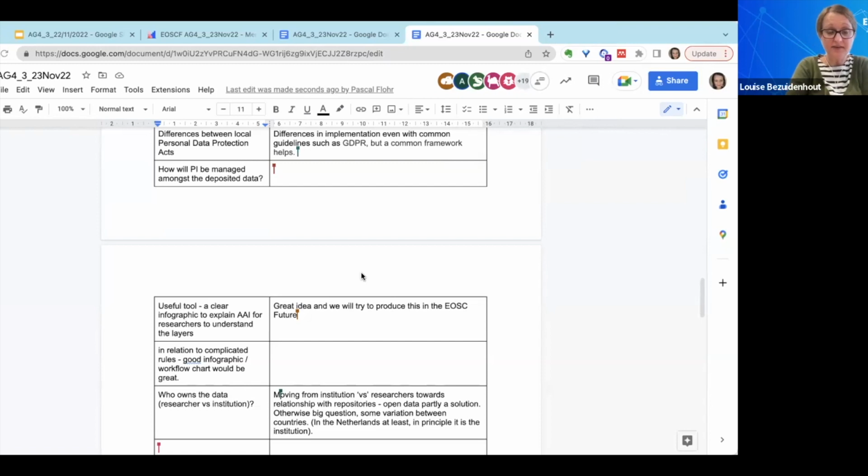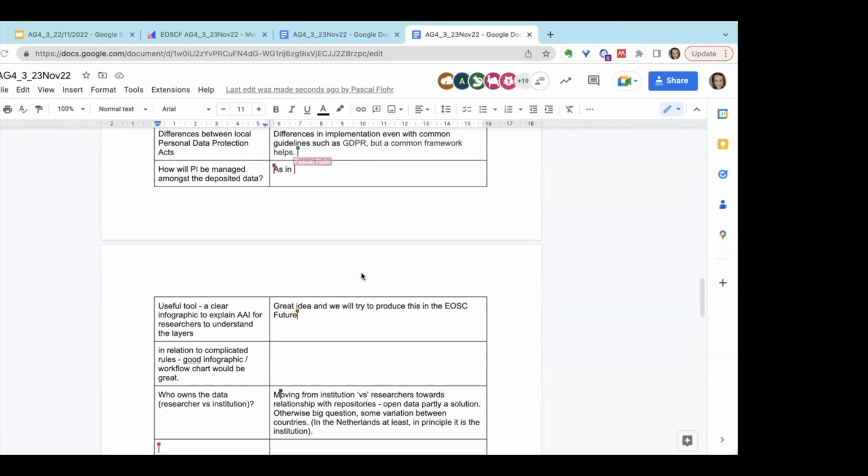In terms of EOSC, exactly the same way it would be managed amongst deposited data into institutional repositories or national repositories or so forth. The expectations for how personal information is managed will not be changing in any way. I don't know if anyone else would like to enrich that answer. Okay, thank you.